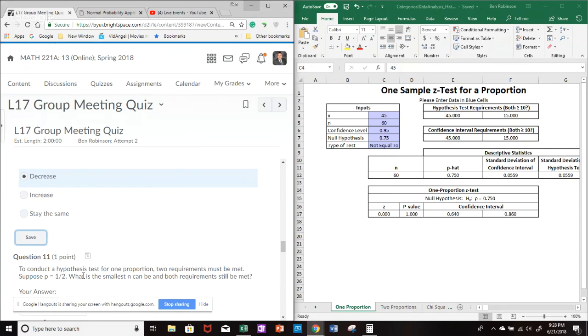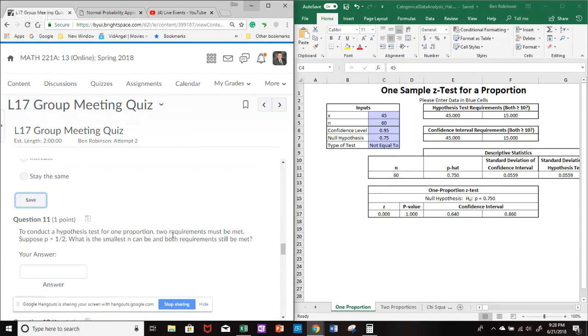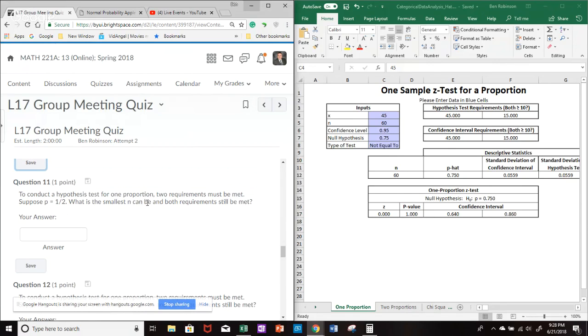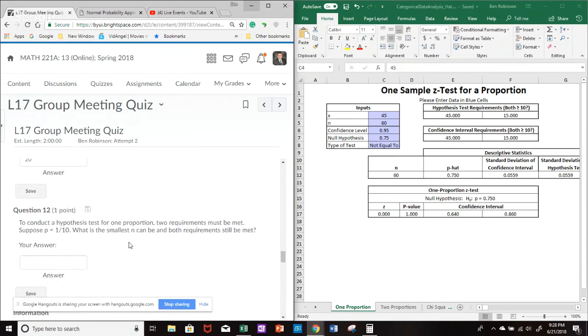Okay, next is to conduct a hypothesis test for one proportion. 2 requirements must be met. Suppose P is equal to a half. What is the smallest N can be, and both requirements can still be met? So all you have to do is take the inverse of a half and times it by 10, and you'll get your number. So that's 20. Because remember, it has to be greater than or equal to 10, both those numbers. So that's 20 there. I agree with you.